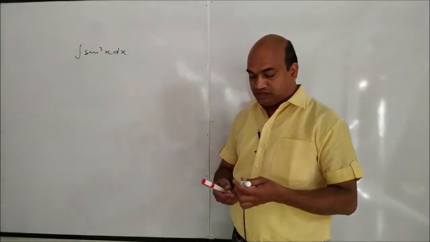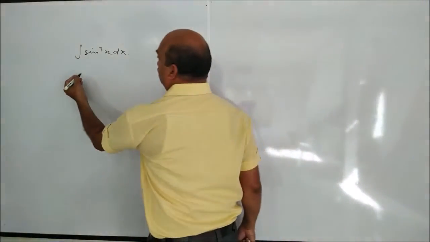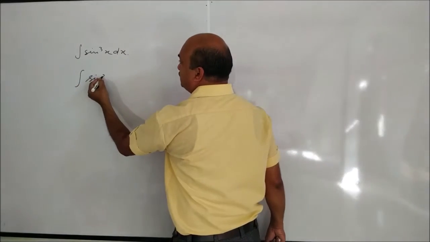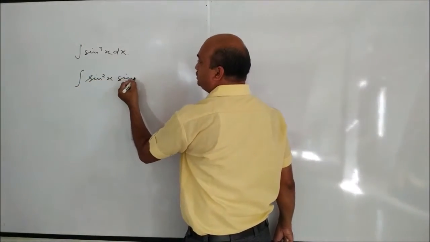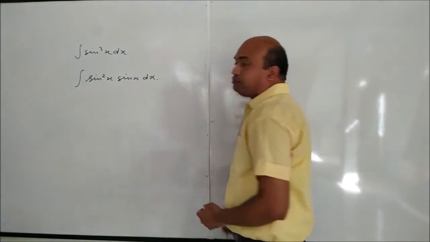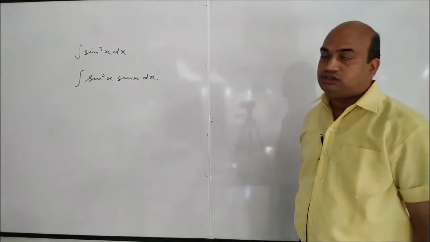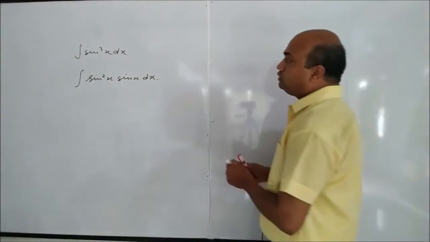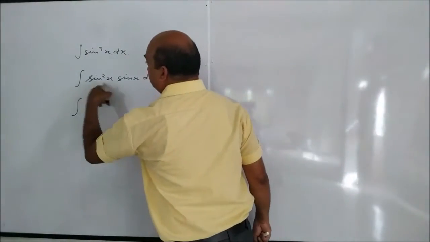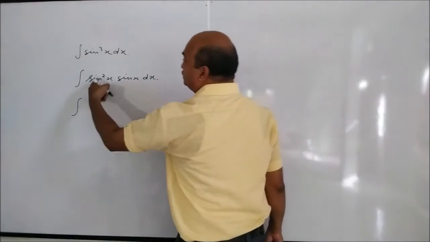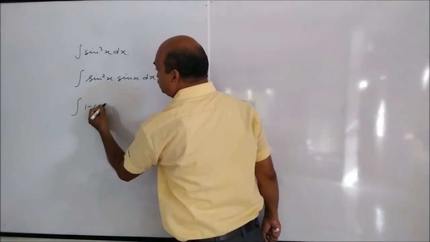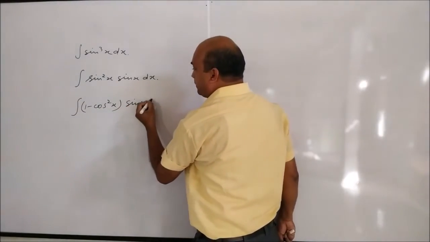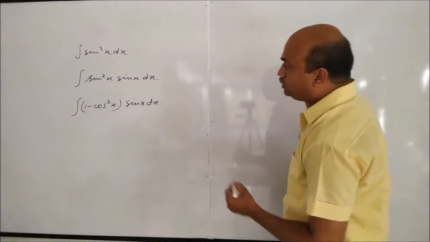Integration sin cube x. If you have to integrate sin cube x, it can be written as sin square x into sin x dx. If the power of sin is odd, then one we separate, and the rest we convert in cos. So sin square x can be written as 1 minus cos square x, and this sin x dx we write same.